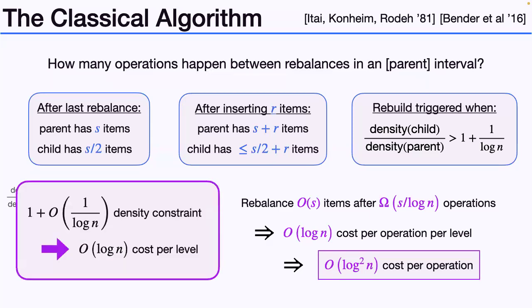So this was very fast and may not have made sense given its speed, but the key takeaway that I want you to have is that if we have enforced a 1 plus 1 over log n density constraint, this translates to a log n amortized cost of maintaining this invariant per level of the tree.